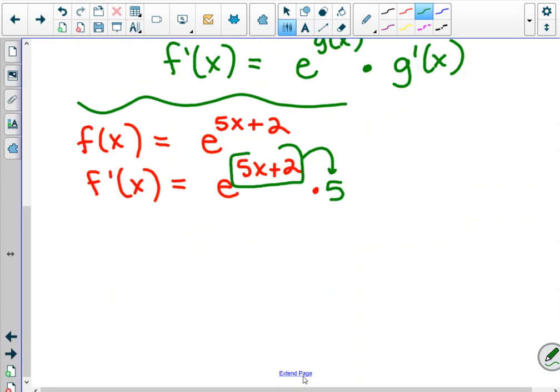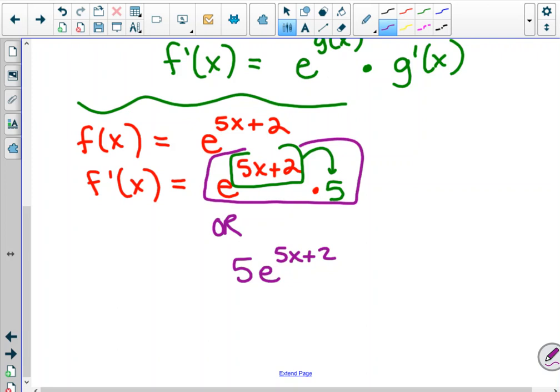What you'll see me do is I will write my answers like that, and then I might rearrange it, because I consider that a little bit of a cleaner answer, just to put that extra constant out in the front. But I'm going to typically show you this because I really want you to see, oh, look, what was in the original function is still there. It's just got this little extra part. Okay.